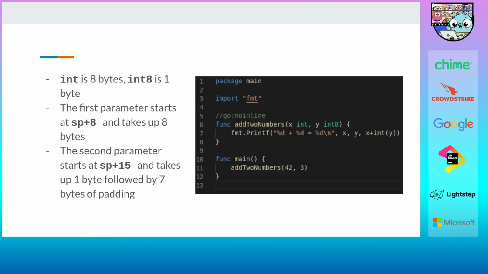The first parameter starts at stack pointer plus 8, and it takes up 8 bytes. The second parameter would start right after, so that's SP plus 8 through SP plus 15 for the first parameter. So we can just read the byte at SP plus 16, takes up 1 byte, and then there would be 7 bytes of padding that we can ignore. So now we know where to actually read them from.